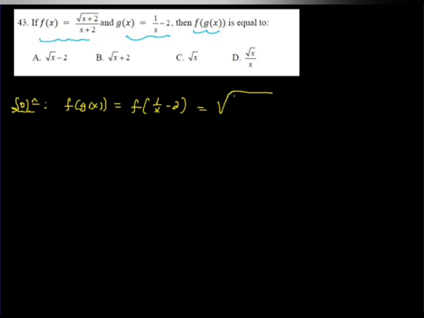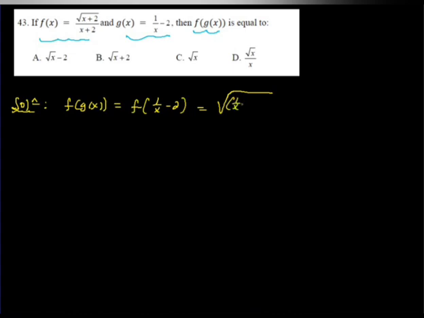If f of x is radical x plus 2 over x plus 2 and g of x is 1 over x minus 2, then f of g of x is the required question. So f of g of x means we substitute g in f. We substitute g, which is 1 over x minus 2, in f. So substitute this thing in place of x, substitute 1 over x minus 2.